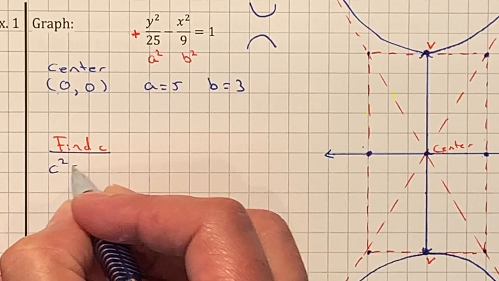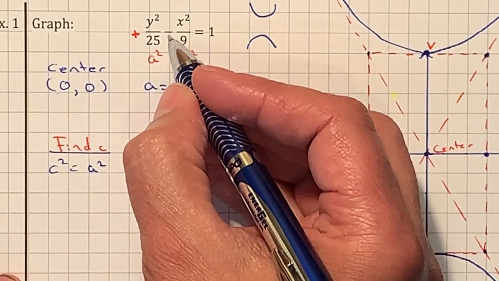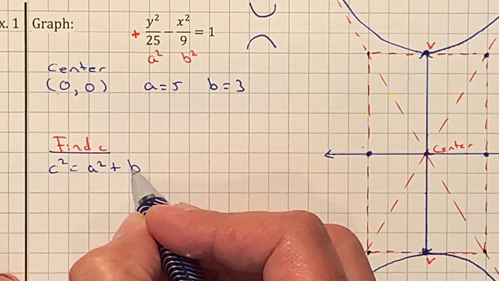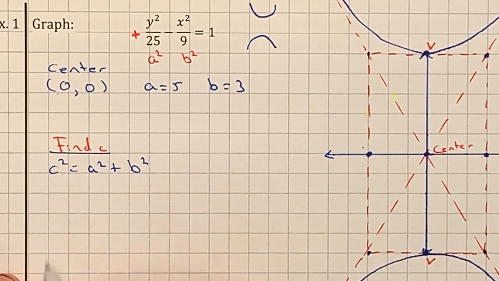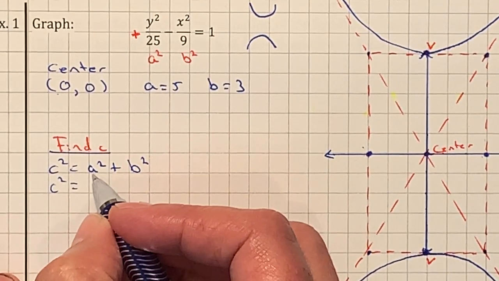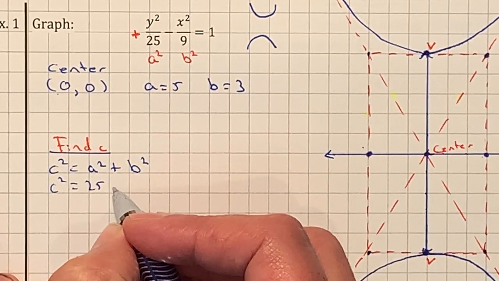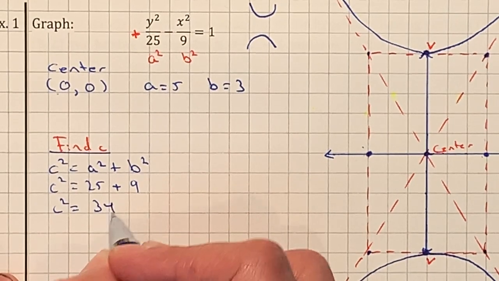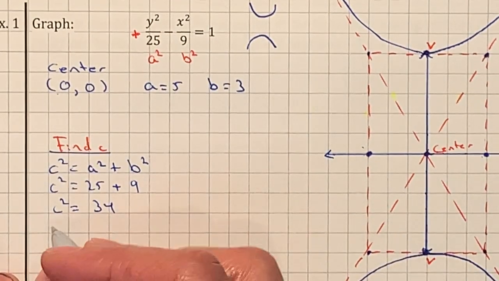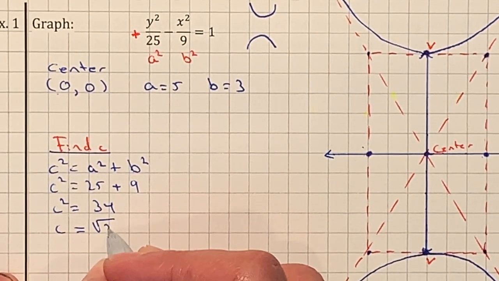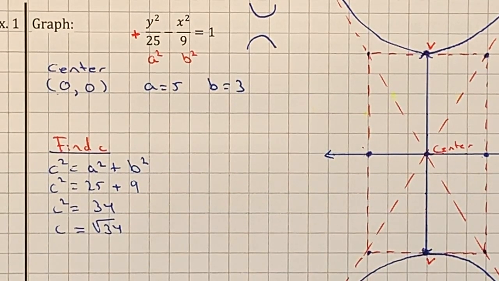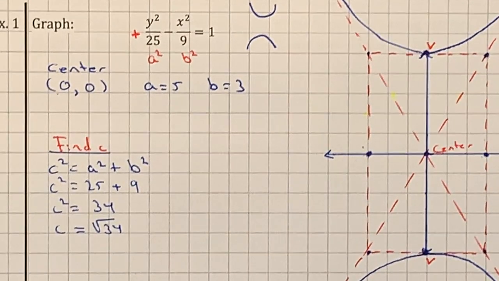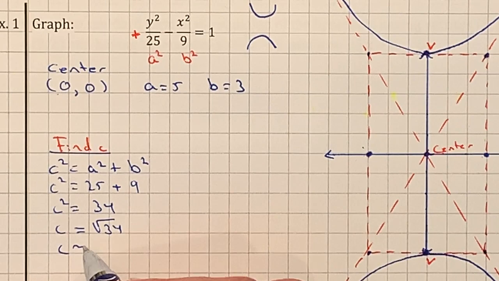So we have C squared is equal to A squared. There's a negative here, so therefore this will be positive. C squared is equal to A squared, which is 25, plus B squared, which is 9. C squared is equal to 34. So therefore take the square root on both sides. C is equal to the square root of 34. And we know the square root of 34 should be about 5.8. If we estimate it, 5.8, 5.9. So in this case, 5.8 should be fine.